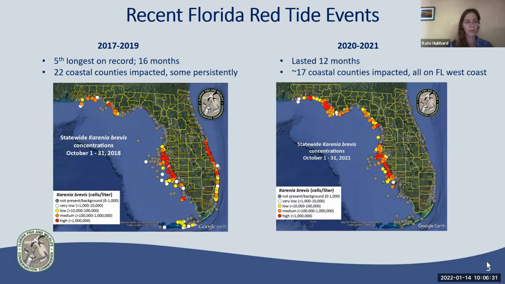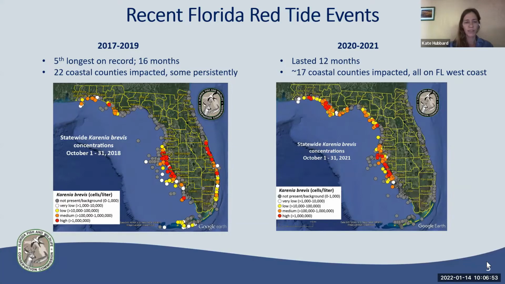I'm showing maps. These are monthly summary maps showing our cell count data. So anything that's red or orange indicates a bloom, so over 100,000 cells per liter of red tide. And you can see the different distribution patterns in October. Those months were really when the bloom was quite severe during both of those particular events.